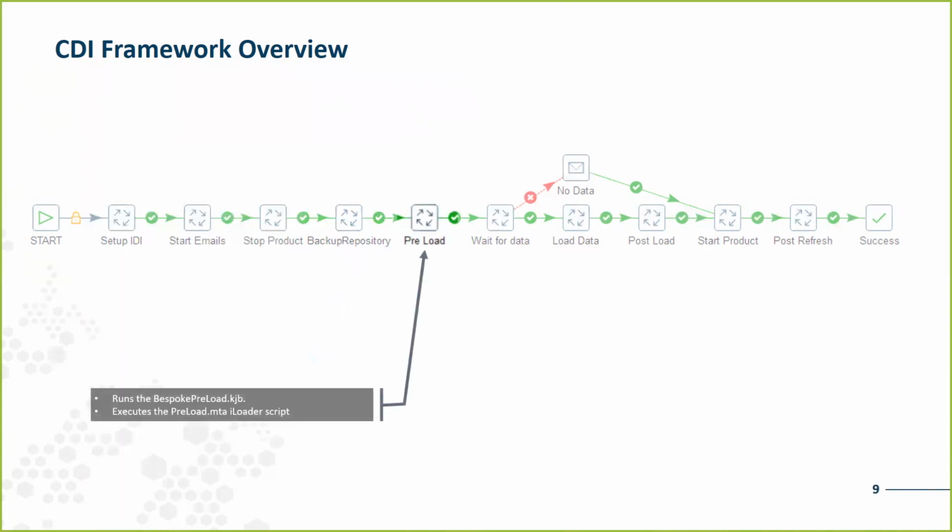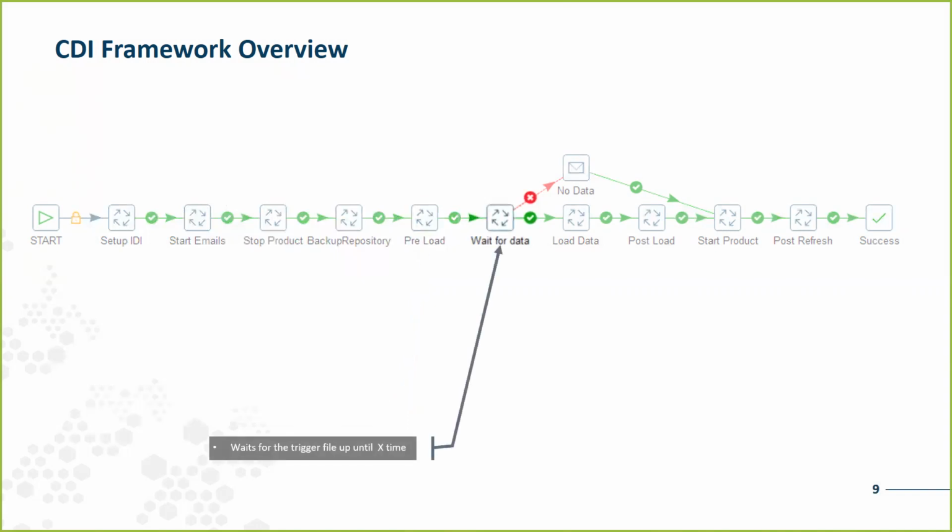We then run bespoke preload. So this is an opportunity for us to build in any custom preload things for a client. I mentioned earlier, it could be something like transforming data or extracting data from a different system. We then execute a preload script. This typically would be dropping all derived fields, for example, but it could be doing some custom processes as well.